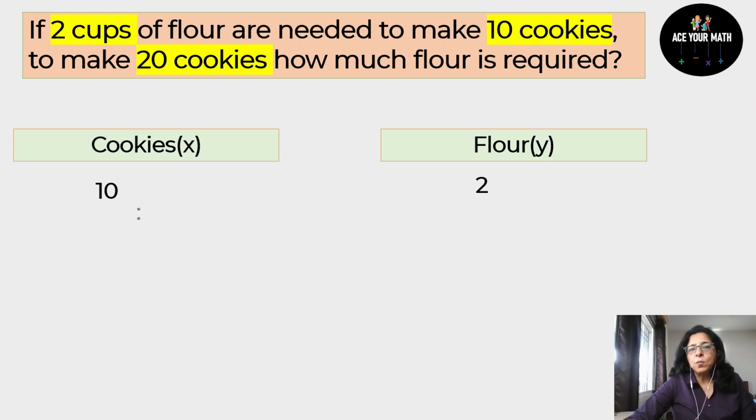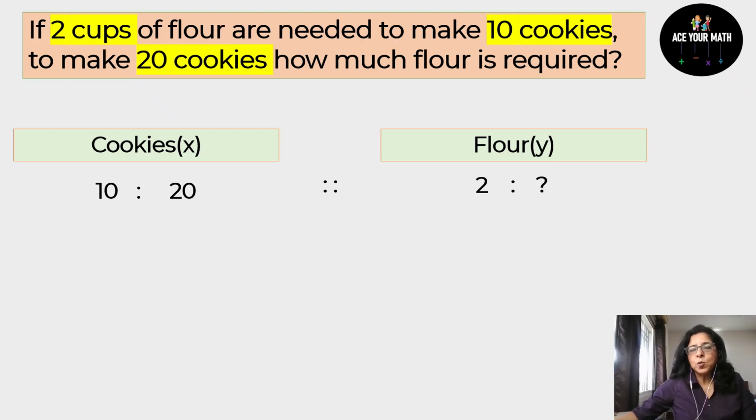Now, the question is how much flour is required for 20 cookies? So write 20 under cookies. And how much flour is required, that we don't know, so you can represent it by a question mark, or you can write y there. Now, to make 20 cookies, when the cookies are increasing, obviously more flour is required. So it means when x is increasing, y will also increase. So it's a direct proportion question.